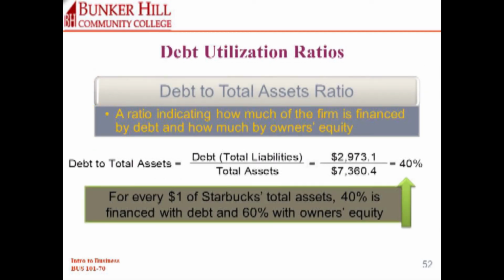Slide 52 has debt to total assets ratio. Again, I'm not going to test you on this, but it's just something that you can read through. You can look at Starbucks and you can look at different companies and do the same type of ratios, and you can get an indication of whether one company is performing more efficiently than another to give you an idea about whether you should buy stock or invest in that company.